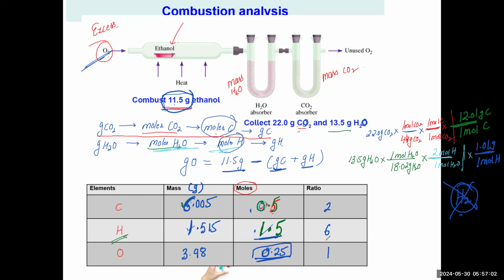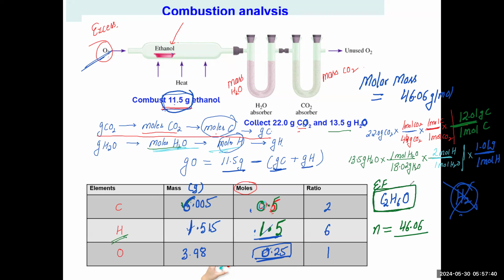Pick up this number and divide all of them by this. So the formula is C2H6O. Now, in the question, they have given the molar mass. Yes, Mayank, molar mass is given as 46.06 grams per mole. Get the molecular formula now. You have the empirical formula. So, N factor is 46.06, and if you calculate the molar mass, empirical formula mass is going to be the same. So, answer is 1. In this case, empirical formula and the molecular formula are the same.